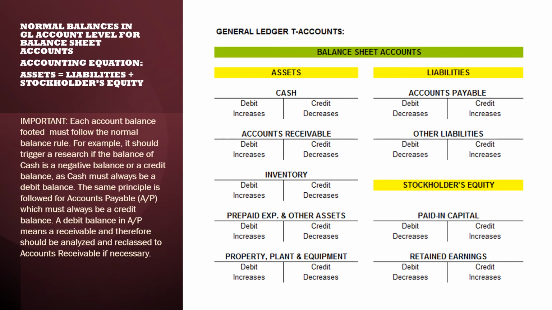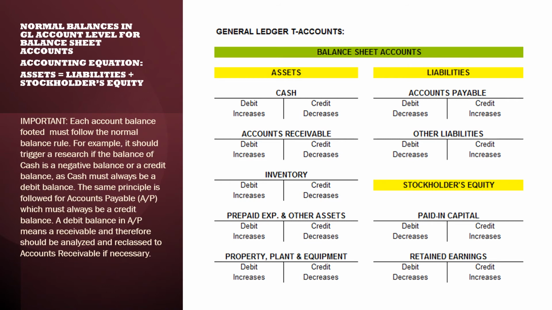So this time what we have is the account category, it's an asset, and here are the different kinds of GL accounts that pertain to it, and here's the normal balance. When you increase cash, we debit cash. Decreasing cash means we credit cash.